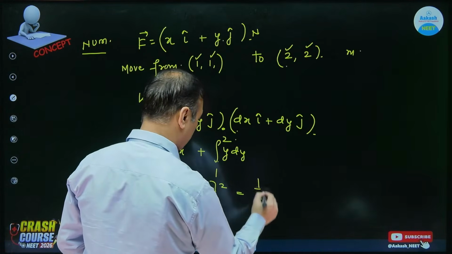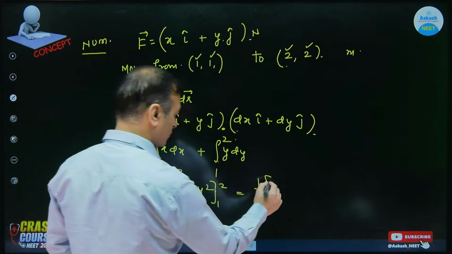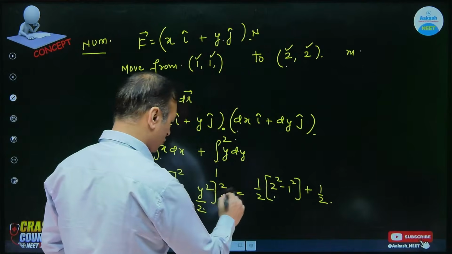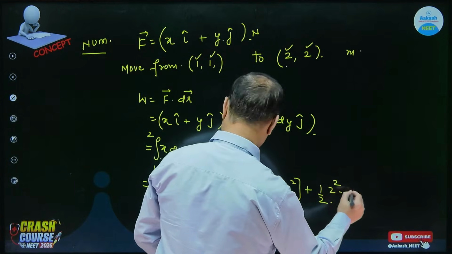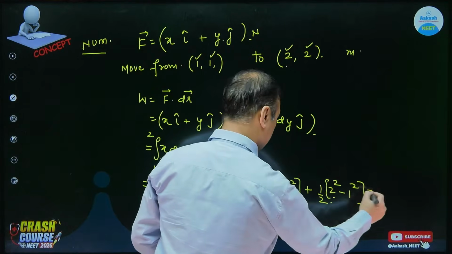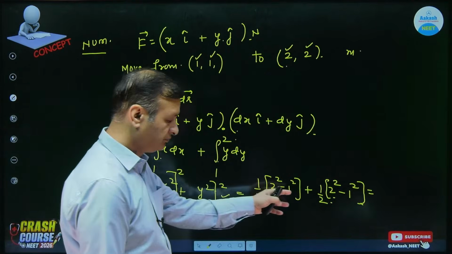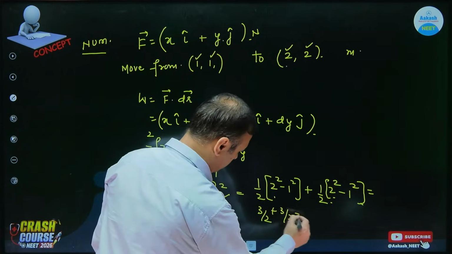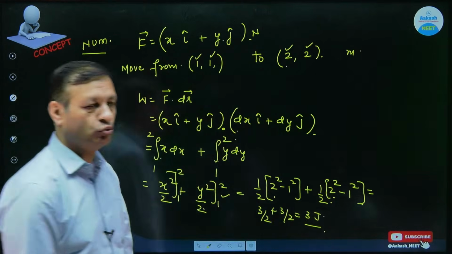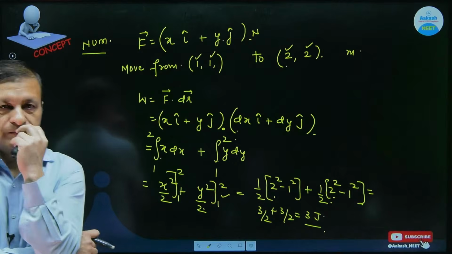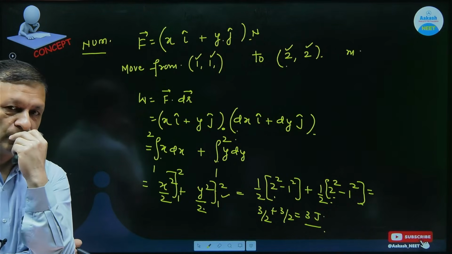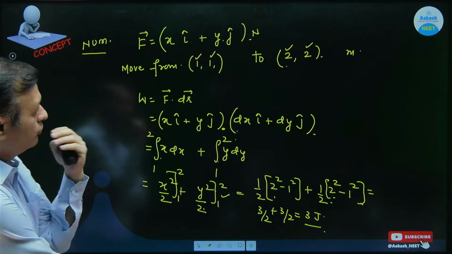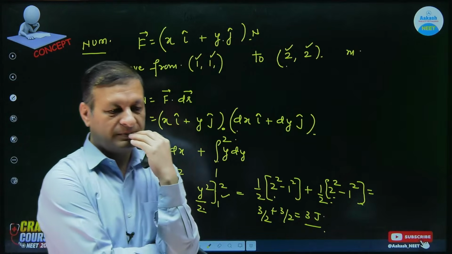So that gives you 1 by 2, taking common, 2 square minus 1 square, plus 1 by 2 for this part also, 2 square minus 1 square. That defines 4 minus 1 as 3, so this is 3 by 2 plus 3 by 2, that makes it 3 joules only. Got it or not? Any doubt or anything you would like to ask from this one?